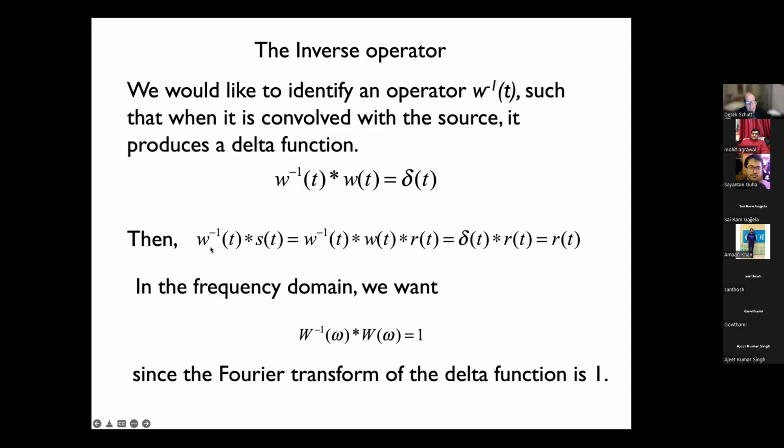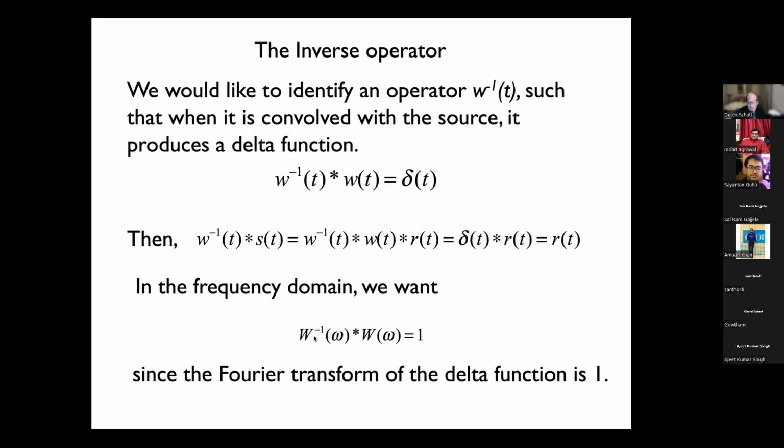Then I can take this deconvolving function and convolve it with my observation s(t). Since s(t) is w(t) convolved with r(t), when I convolve w^-1(t) with w(t), I get a delta function convolved with r(t), which is just r(t). So if I've calculated w^-1(t) properly, I've removed the input signal and I just get the response of the rocks.